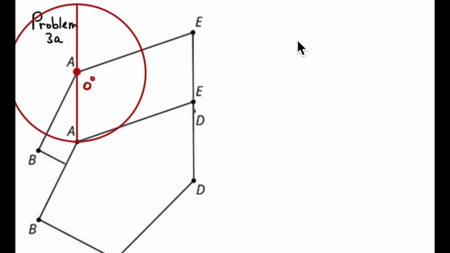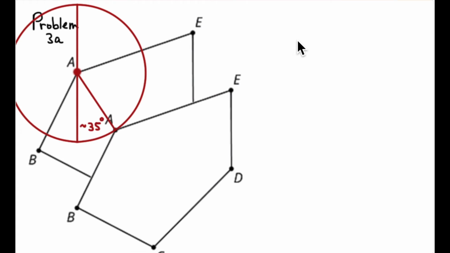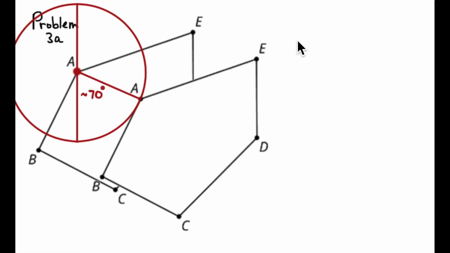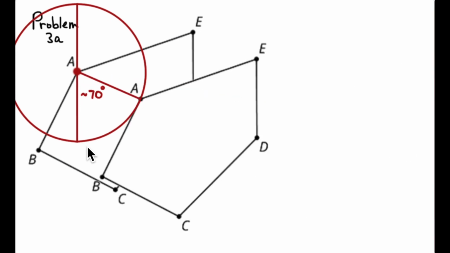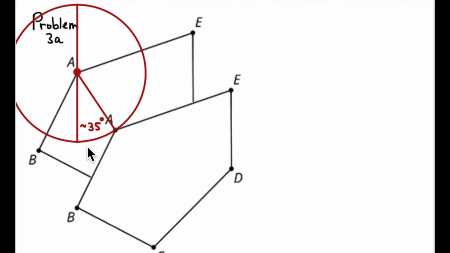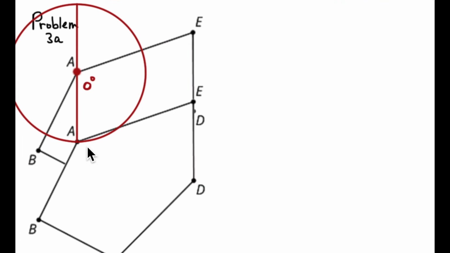So the direction, 0 degrees, 35 degrees, 70 degrees, but notice that this image remains pointed in the same direction. It's the same orientation, it's the same size. And this would be 80 degrees. 80, 70, 35, and 0.